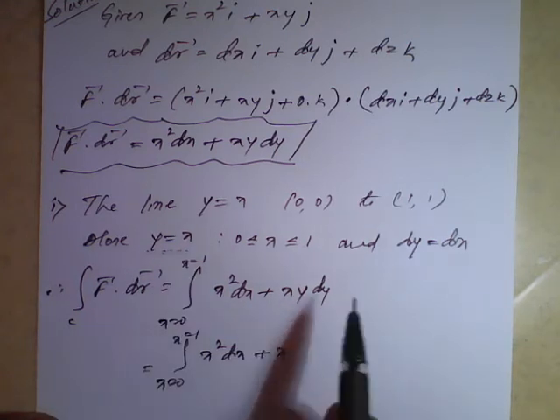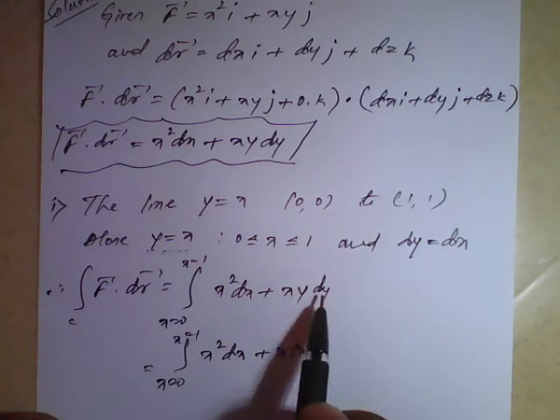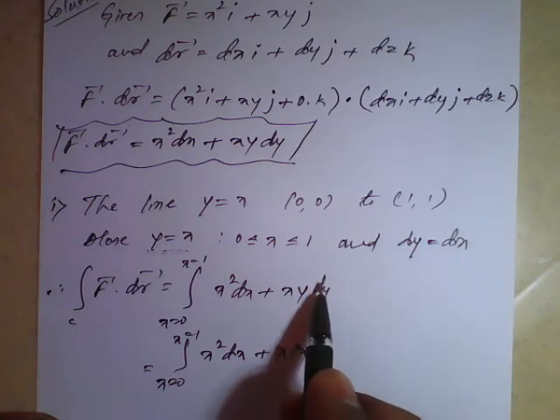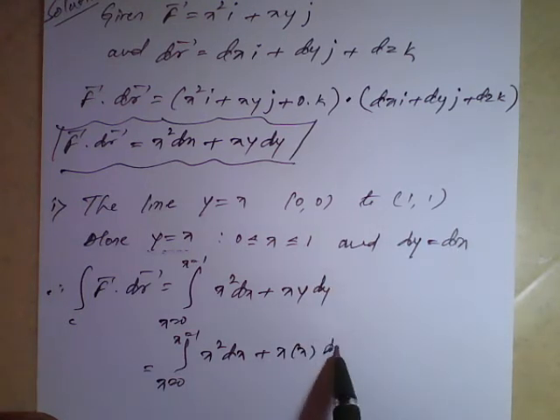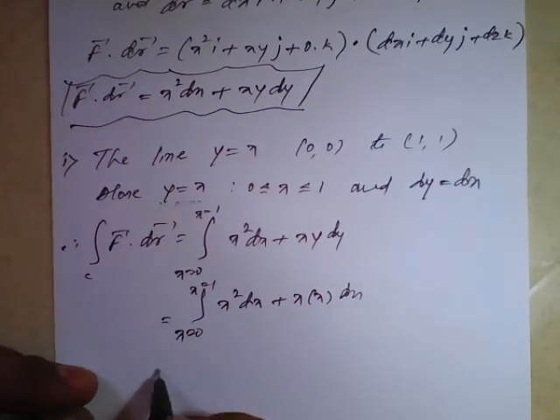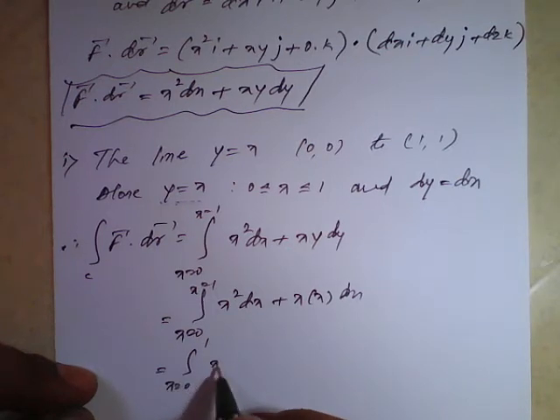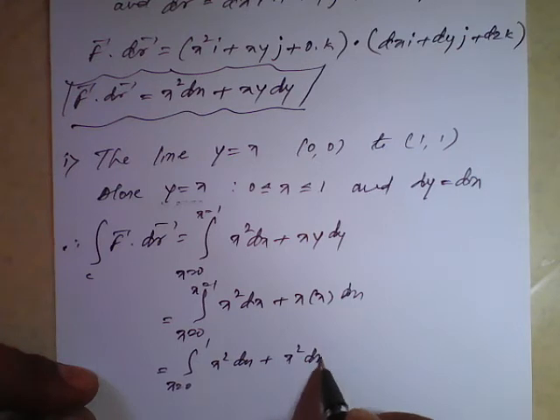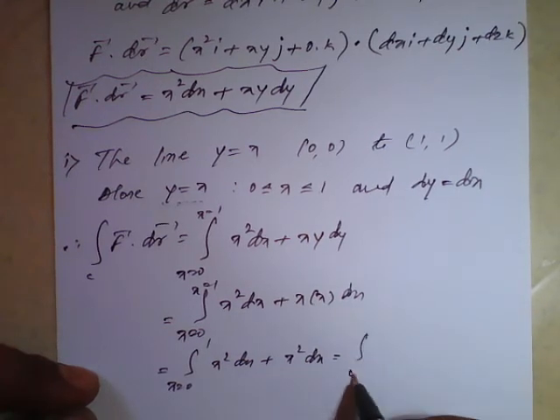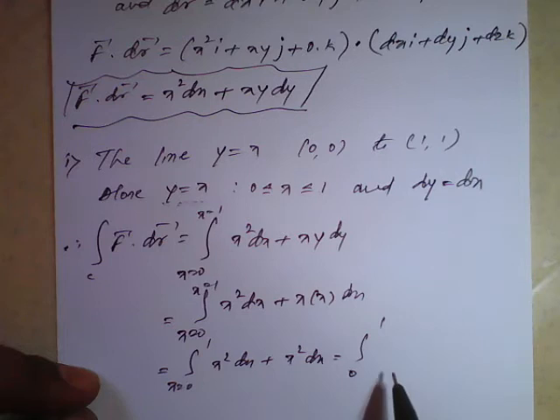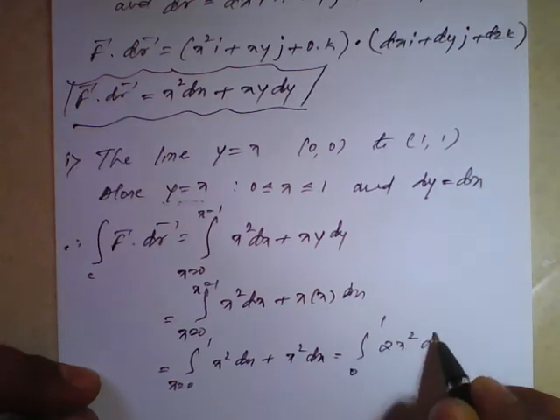So this y I will write as x, and using this condition, dy is equal to dx. So this dy will be changed to dx on substitution. Therefore we'll get integration of x from 0 to 1, x square dx plus x into x, which is x square dx, which is nothing but integration from 0 to 1 of 2 times x square dx.